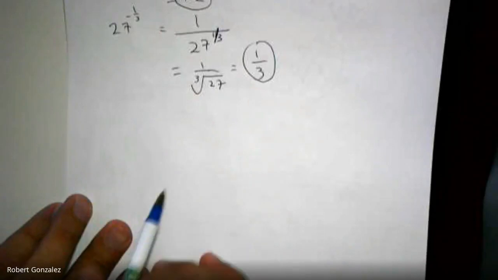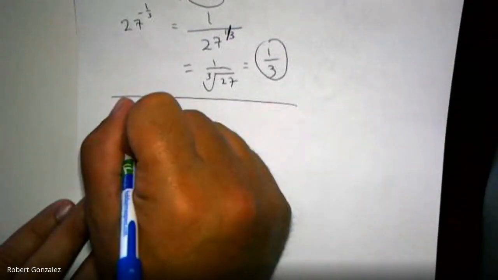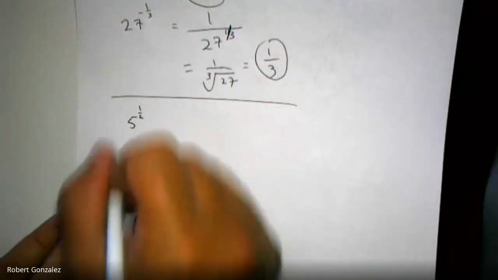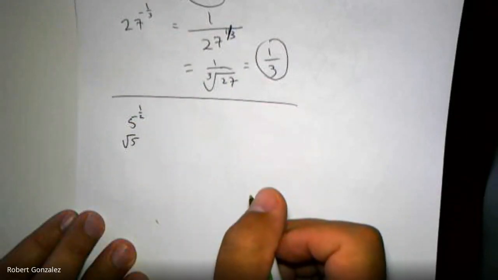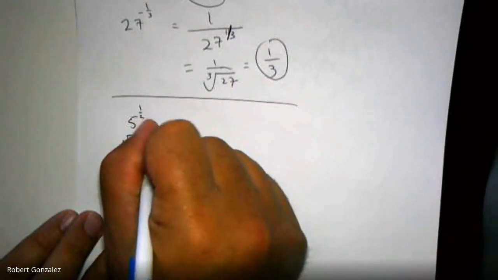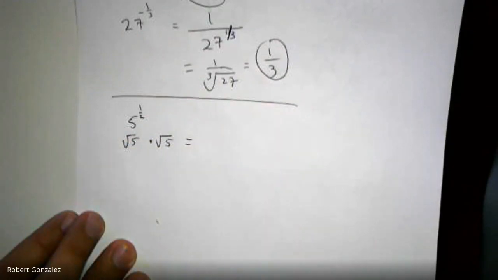Let's kind of see if this really works the way it says it does. Let's do 5 to the 1/2 power. A moment ago, we just said 5 to the 1/2 is the same thing as square root of 5. Now let me ask you, if I were to multiply square root of 5 times square root of 5, what do we get? I'll wait for an answer. Someone shout it out.